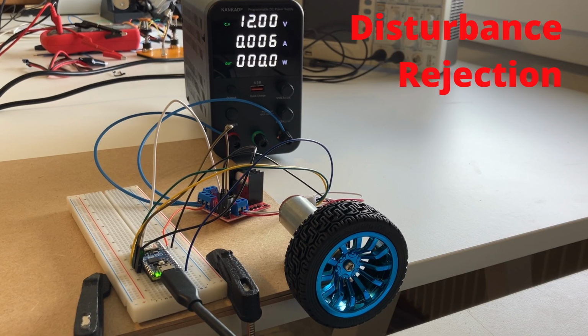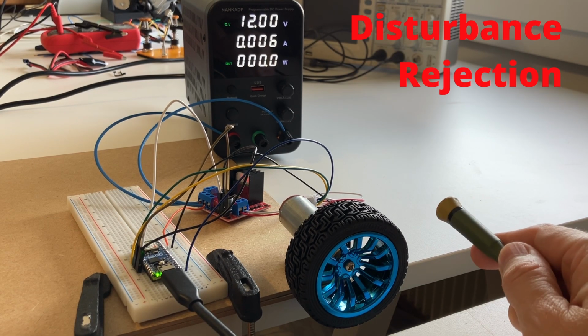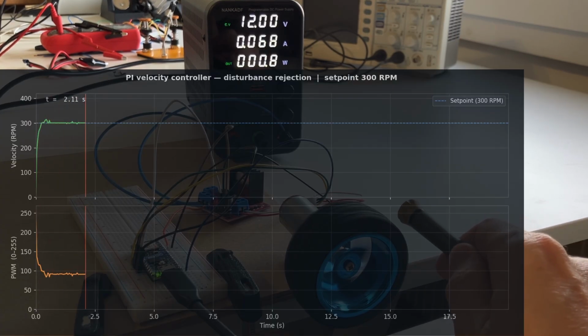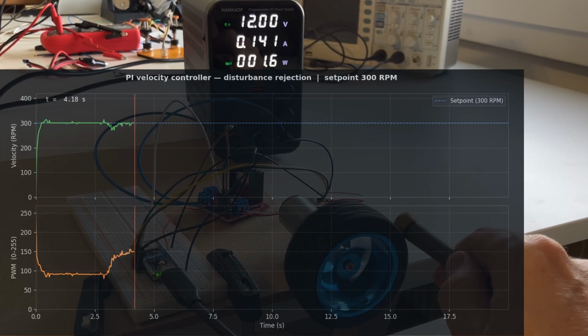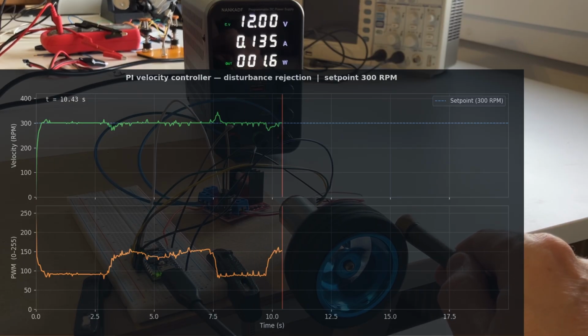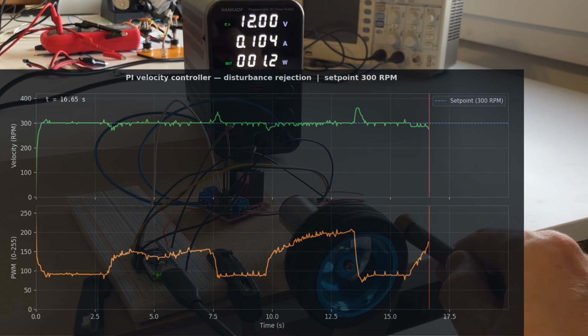To look at the disturbance rejection of our PI controller, we have the motor running at 300 RPM. You can see how I apply friction to the wheel. Watch the PWM trace. The controller responds immediately, driving more current into the motor before the speed has visibly dropped. The RPM recovers to 300 within about 150 milliseconds.